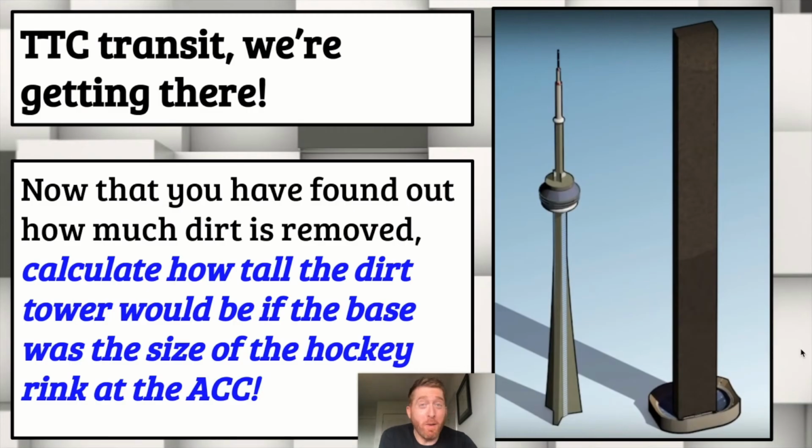So what I love about this little video that Metrolinx created, they tried to quantify how much dirt is removed by comparing it to the CN Tower. And not only comparing it to the CN Tower, but they built a tower of the dirt with the base of it being the size of the ACC hockey rink. Love this type of question. It was a great way to quantify. However, you don't play the answer to reveal the height of that tower. You ask students to try and figure it out from what we had gathered in class as a group.